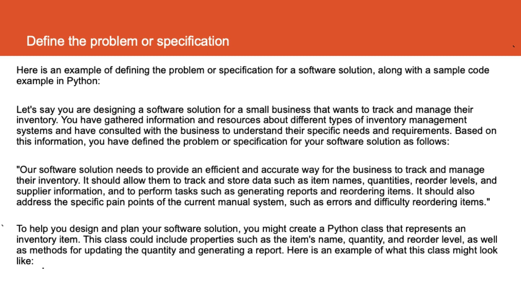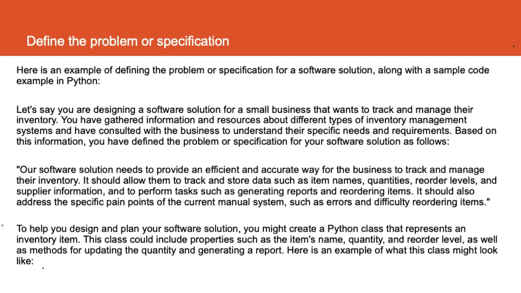Based on this information, you have defined the problem or specification for your software solution as follows. Our software solution needs to provide an efficient and accurate way for the business to track and manage their inventory. It should allow them to track and store data such as item names, quantities, reorder levels, and supplier information, and to perform tasks such as generating reports and reordering items. It should also address the specific pain points of the current manual system, such as errors and difficulty reordering items.